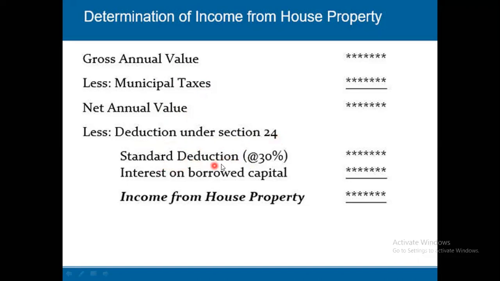One is a standard deduction, which is a flat 30% of the net annual value. And the second deduction which can be claimed under Section 24 is the interest on borrowed capital. Once these deductions are reduced from the net annual value, we arrive at the income from house property. In our next slide, we look into detail what deductions are allowed to be claimed under Section 24.